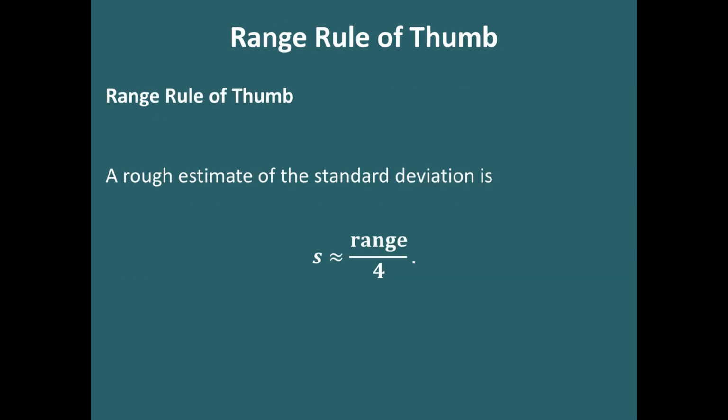As a side note, a rough estimate of the standard deviation can be found as follows. Simply take the range and divide by 4, and you will have a rough estimate of the standard deviation.